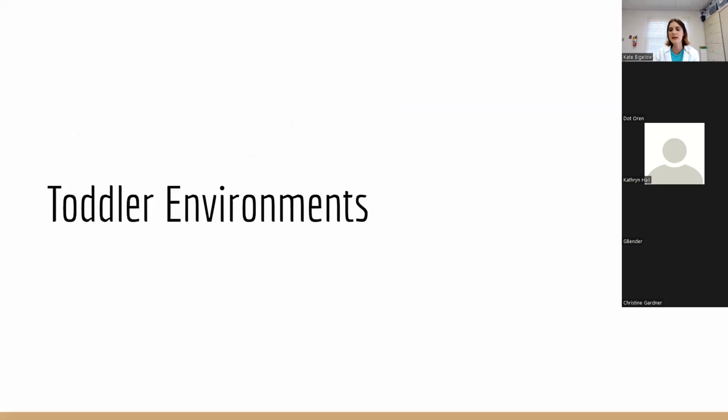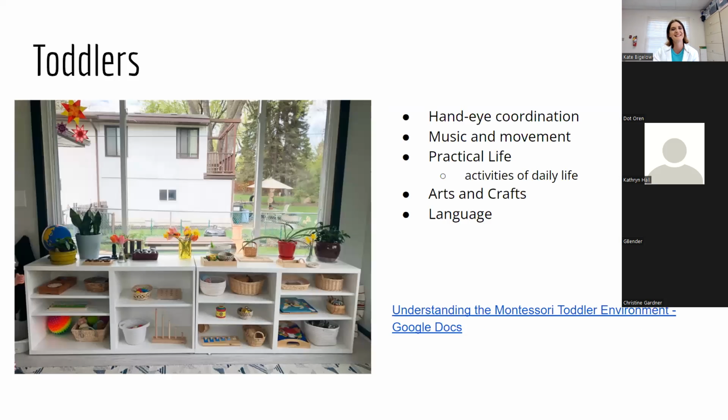Okay, let's move on and talk a little bit more about toddler environments. In toddler environments, we're going to be looking at a variety of important features. In the toddler environment, we're focusing a great deal on hand-eye coordination. Children of this age are really in a sensitive period for that. We need to make sure we're providing opportunities for them to explore that important skill.